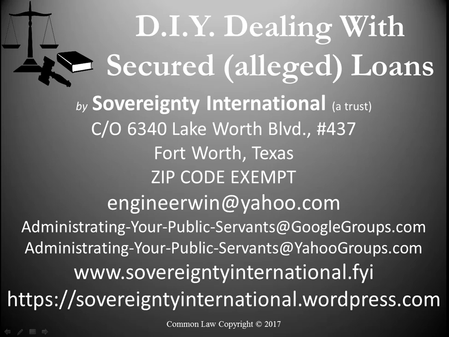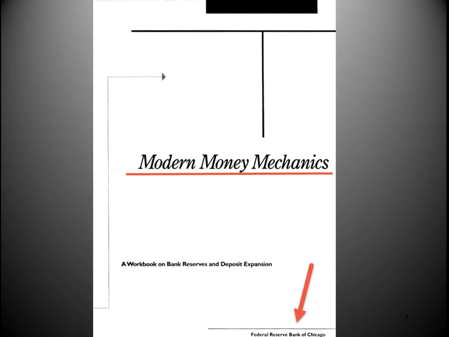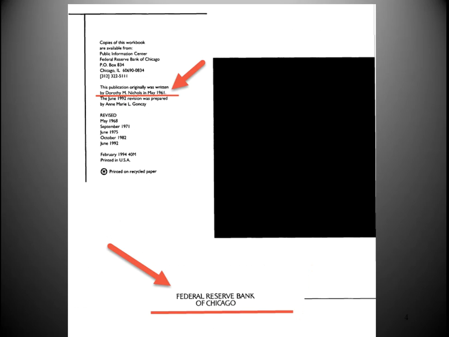Everybody, this one is about dealing with alleged or secured alleged loans. So there's a book called Modern Money Mechanics. It's a 40-page document published by the Chicago Federal Reserve in the 60s. This is the front page, and as you see at the bottom there, the arrow points to the Chicago Federal Reserve. It was written by Dorothy M. Nichols, May 1961.